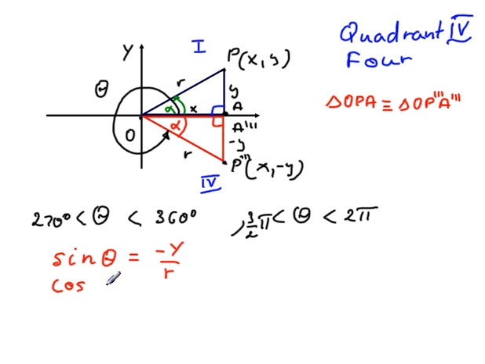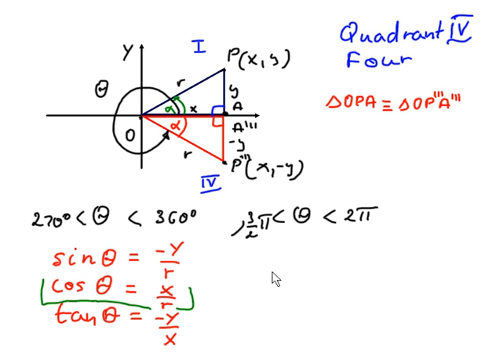Cosine theta, same situation, use the related angle. So this is the ratio x over r. And tangent of angle theta, opposite, negative y, over the adjacent. So negative y over x. So in this quadrant, the only positive ratio is cosine ratio.